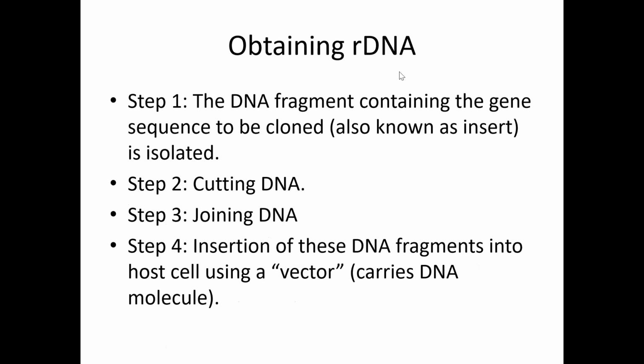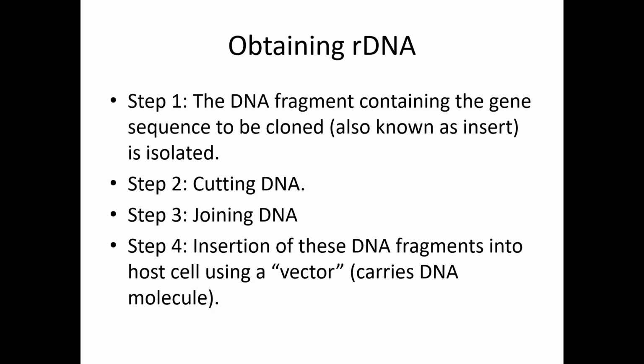Okay, fine. So obtaining our DNA, how we will get the recombinant DNA? So we have several steps for that. Let us see the first step. The DNA fragment containing the gene sequence to be cloned, also known as insert, is isolated. So the DNA fragment which we want, which gene we want, will be isolated, separated from the actual organism.